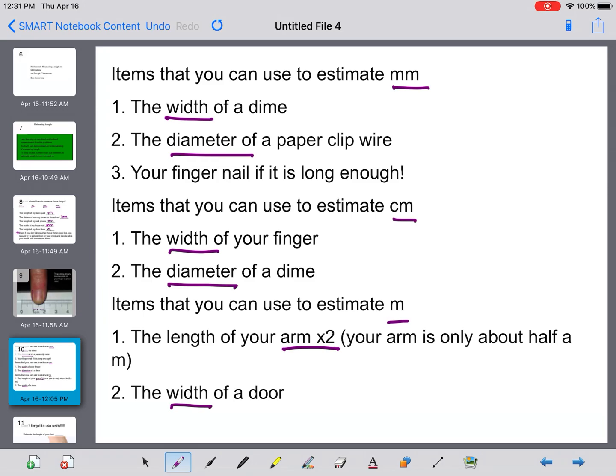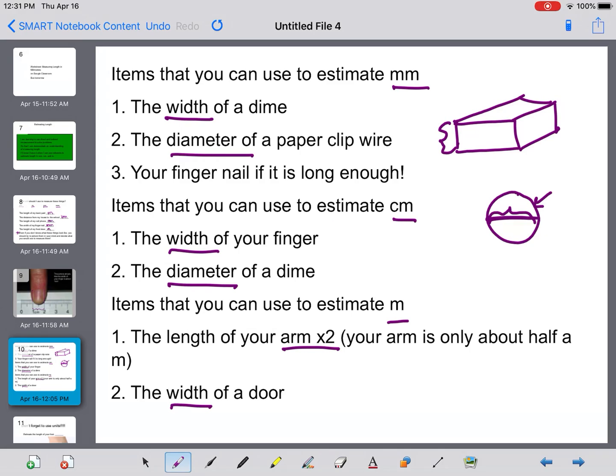Okay, a couple things here that I just want to clarify for you, just to make sure you know the difference between things. If we're talking about, I'm going to draw a cube here for you, or it's not quite a cube, it's a rectangular prism. The width is talking about the shortest measurement. So if we're talking about the width of a dime, we're not talking about going this way, we're talking about just the edge. The diameter is actually what I just drew here on our dime.